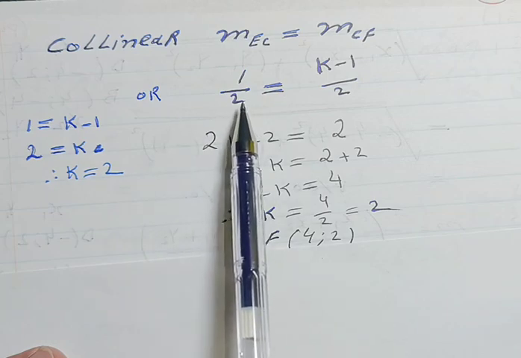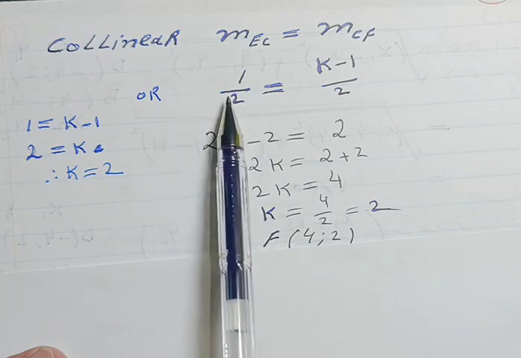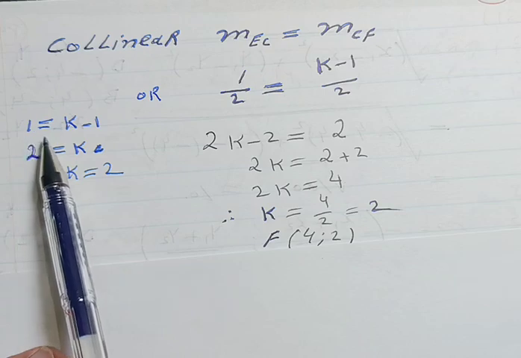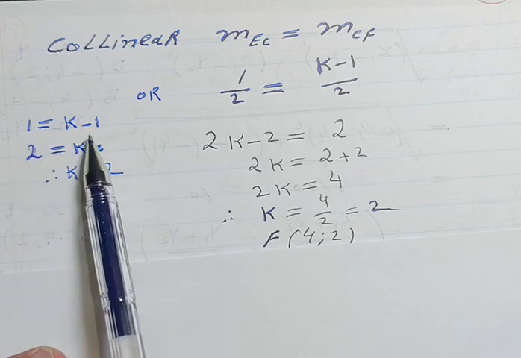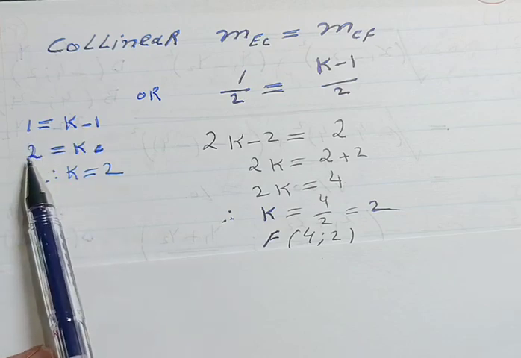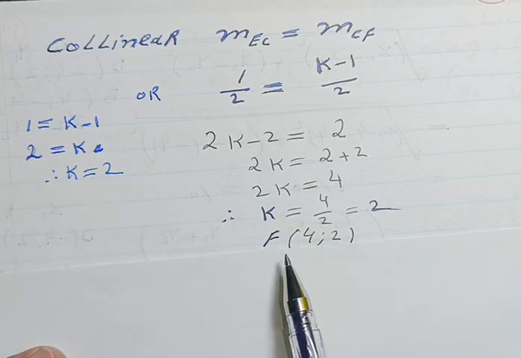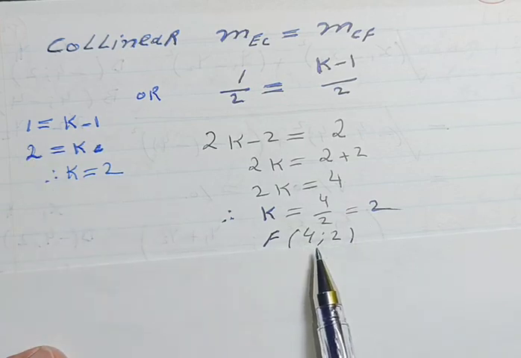Or I can do it this way, LCD is 2. So both sides I multiply by 2, 2 cancel, and this side also 2 and 2 cancel. We only got K negative 1 is equal to 1, and the negative 1 becomes positive 1 on this side, becomes 2, so therefore K value is 2. So the F coordinates are going to be 4 and 2.